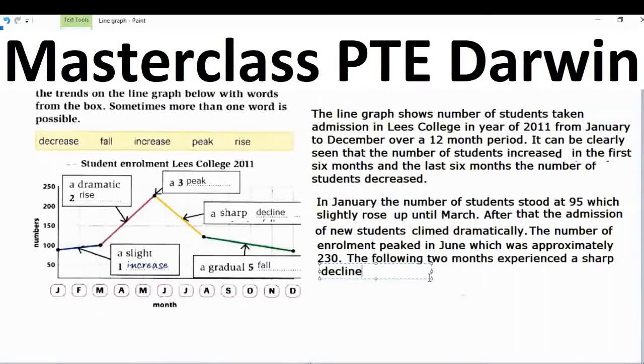Sharp or sharply? Okay, you can use sharply, but then the decline must come ahead of sharp. Experience a decline sharp. Experience decline sharply. No, that doesn't really feel good. So we have to remove experienced in that case. So months, student numbers declined sharply. In the following 2 months, what experienced? So the student number.